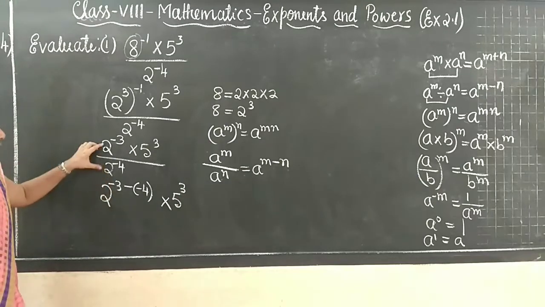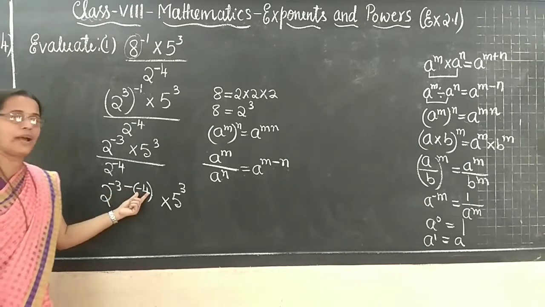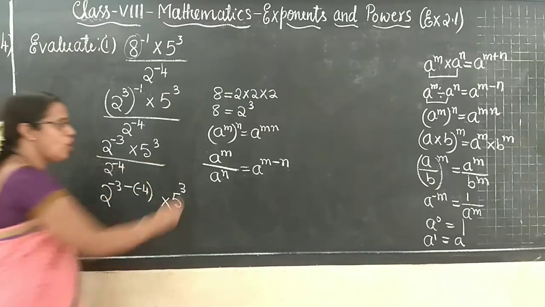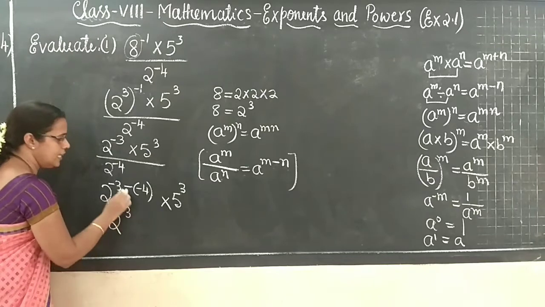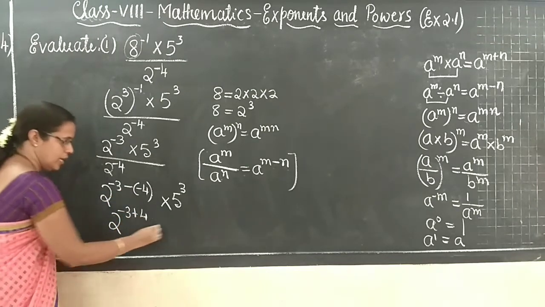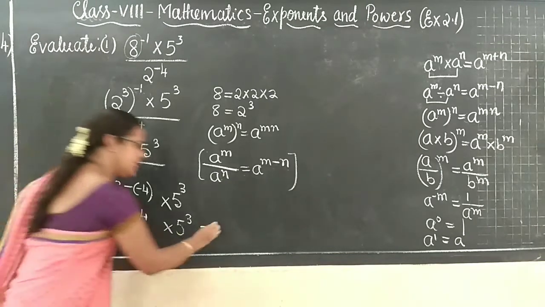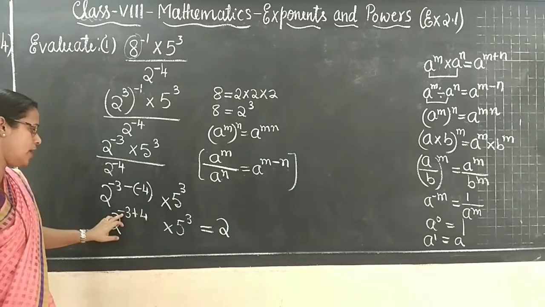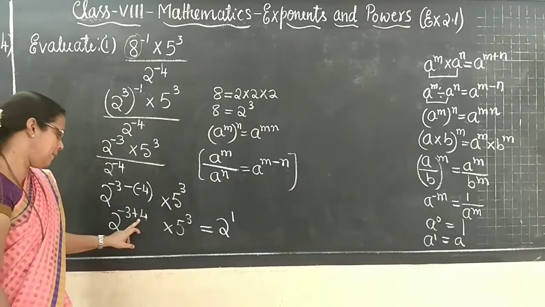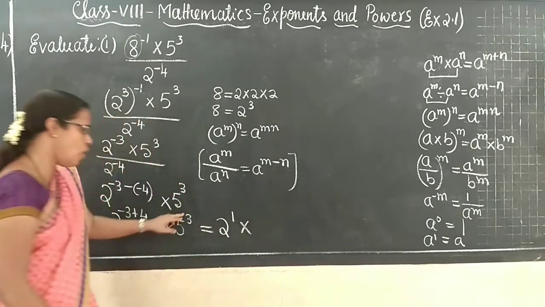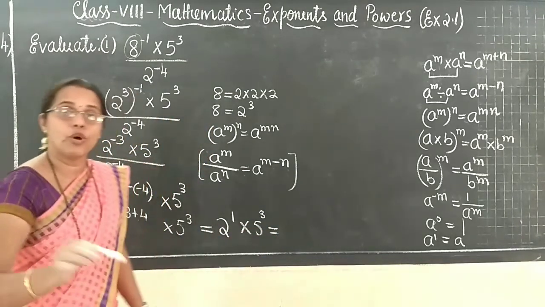Now, has everybody understood? When the bases are the same, you have to subtract the powers: minus 3 minus of minus 4. We use the second law here. Got it? So 2 to the power minus 3, minus into minus plus 4, into 5 to the power 3, as it is. Now what remains here is 2 to the power 1: subtract, 4 minus 3 is 1, with the bigger number's sign plus. Then 5 to the power 3, 5 three times. So now everything has come as a positive power.